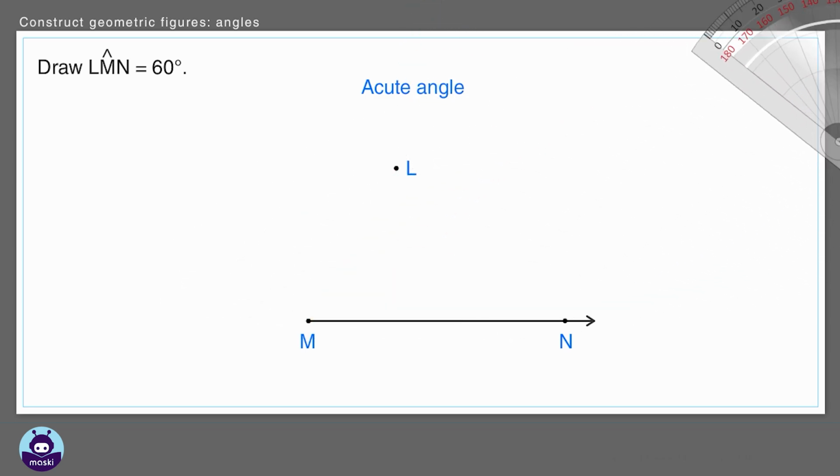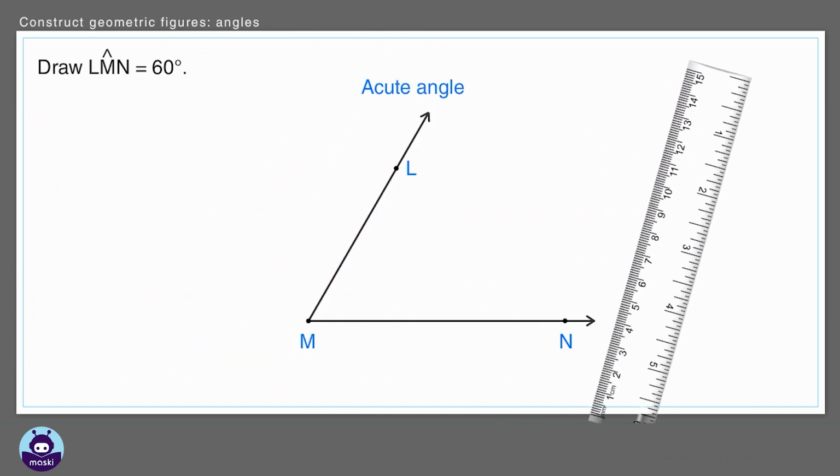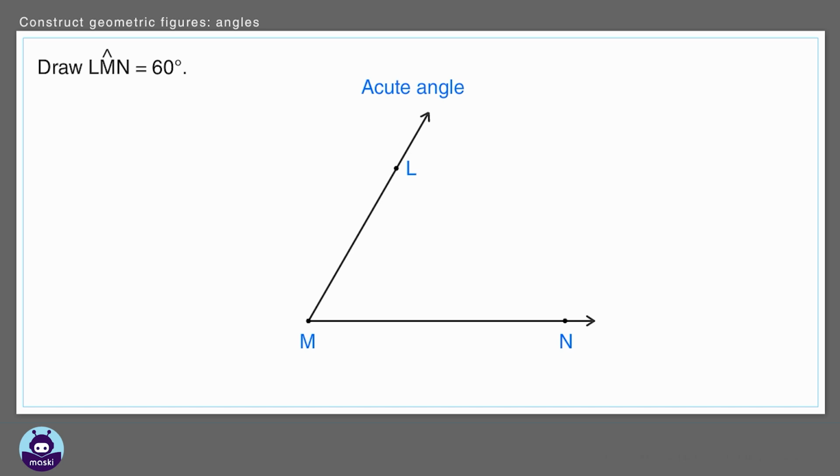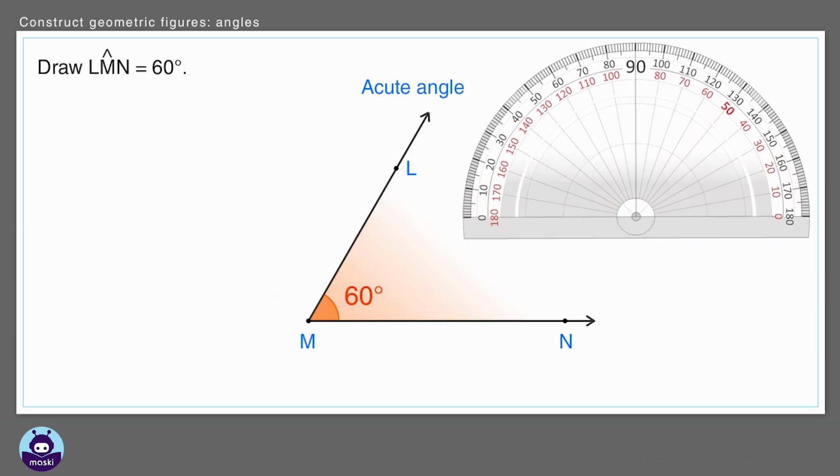We can now remove the protractor and draw a line connecting this point to point M, which is the vertex of the angle, using a ruler. To verify whether we have drawn the angle correctly, we use a protractor to measure the angle. Angle LMN measures 60 degrees.